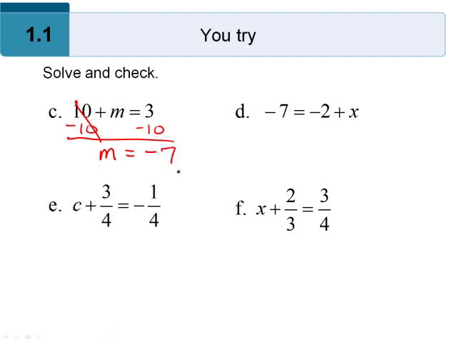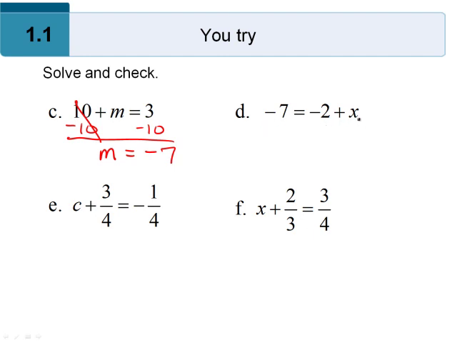You can check all of these equations by putting the negative 7 back in for your variable, all the way through, and make sure it works. I'm not going to check them because I'm lazy, so you'll have to do that on your own. Sorry about that. Now letter D, we have negative 7 equals negative 2 plus x.